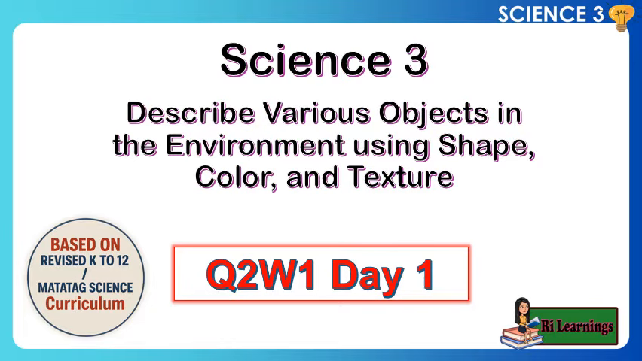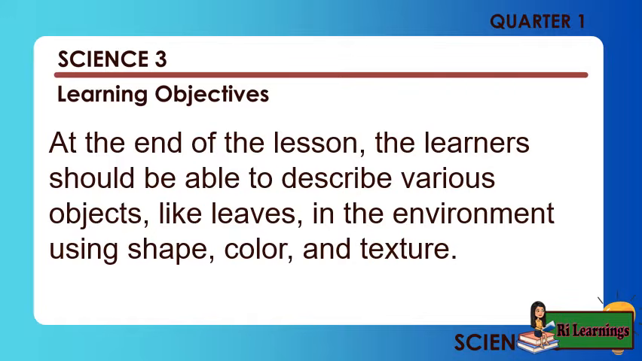Science 3. Describe various objects in the environment using shape, color, and texture. At the end of the lesson, the learners should be able to describe various objects, like leaves, in the environment using shape, color, and texture.